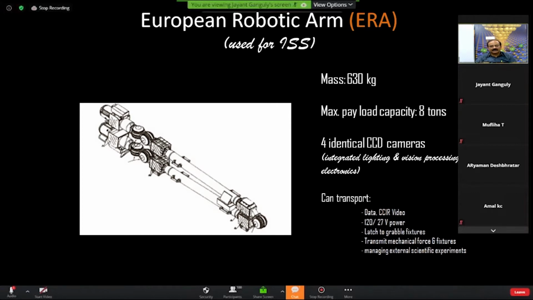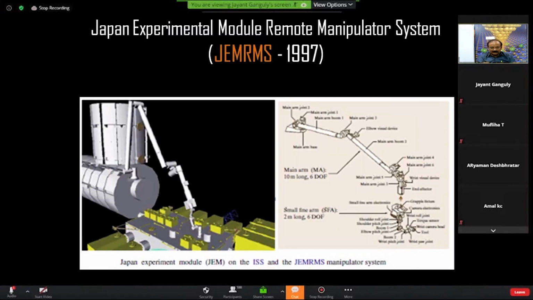It had 4 identical CCD cameras which had integrated lighting and vision processing electronics embedded into it, and it can transport data and videos. It can latch to grapple fixtures, and it can apply mechanical forces and do a lot of work, which will ultimately aid astronauts to do certain missions in space.